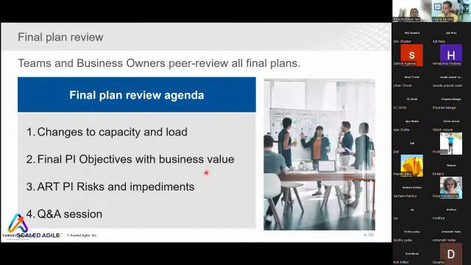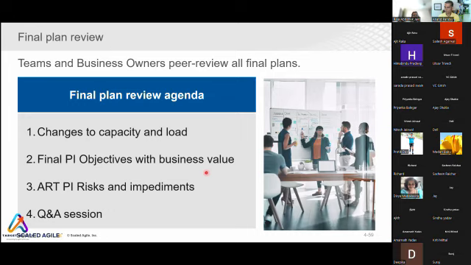Okay. So final plan review. Again, changes to the capacity and load. Whatever you have learned, you may want to change your capacity and your load, because management has changed something, so you will also change. Finally, you will make your final PI objectives with business value, ART PI risks and impediments. You have to be able to identify not only team-level risks, but also ART or program-level risks and impediments, and communicate them in the final plan after the second breakout.